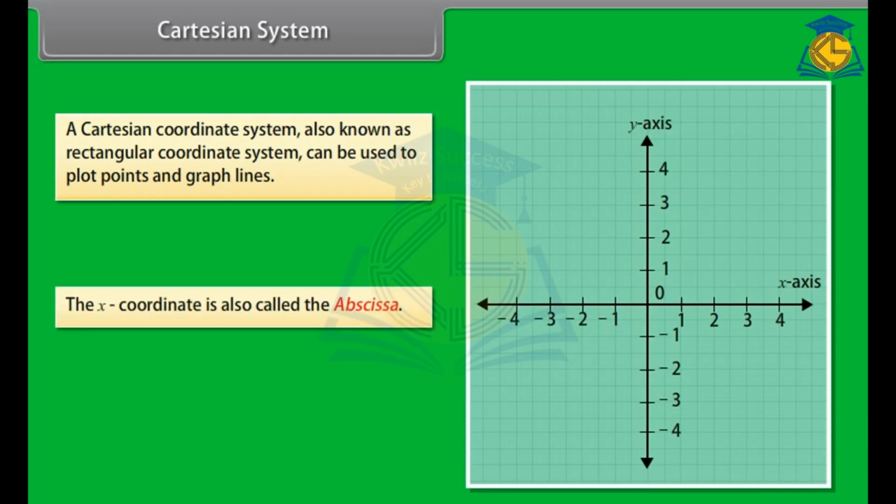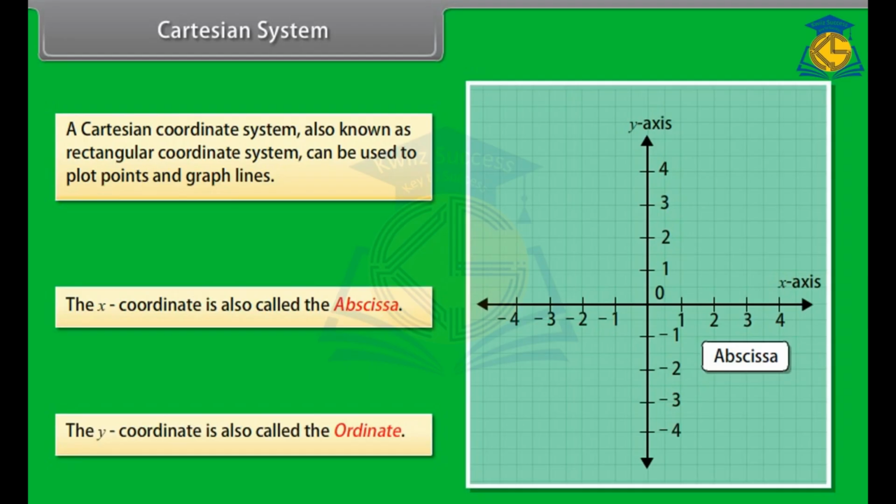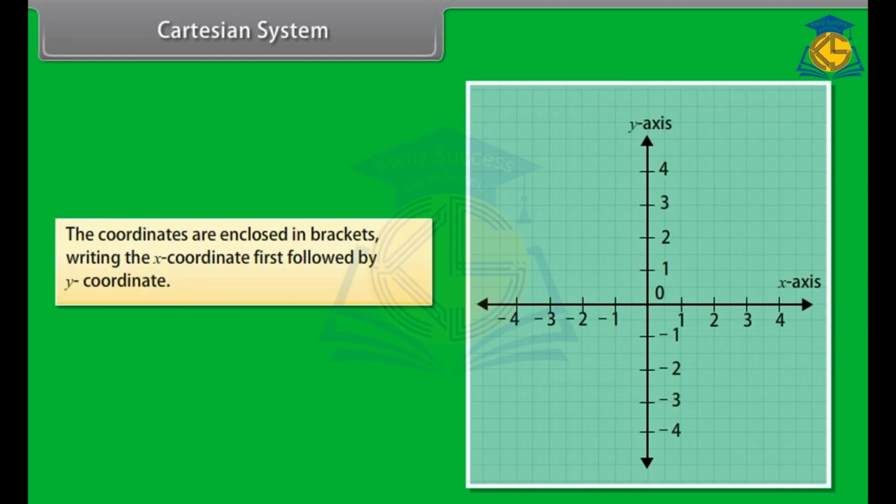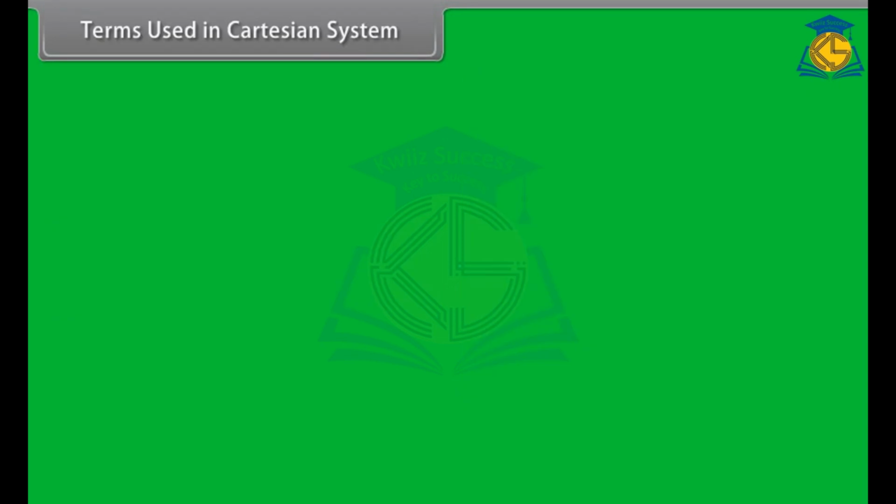The x-coordinate is also called the abscissa. The y-coordinate is also called the ordinate. The coordinates are enclosed in brackets, writing the x-coordinate first, followed by the y-coordinate. The center or intersection of the two axes is equal to (0, 0). Terms used in Cartesian system. Before going further, let's look at some definitions.